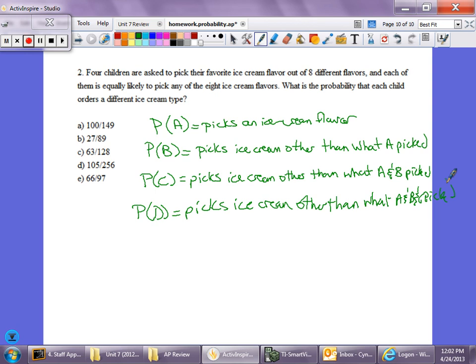So A is just, kid A gets to pick any flavor. Kid B gets to pick any flavor but the flavor that kid A picked. Kid C gets to pick any flavor except for what B picked and what A picked. And those are going to be different because we defined them to be different. And kid D gets the worst luck. He gets to pick anything except what kid C picked, what kid B picked, and what kid A picked. So he will have the least amount of choice.